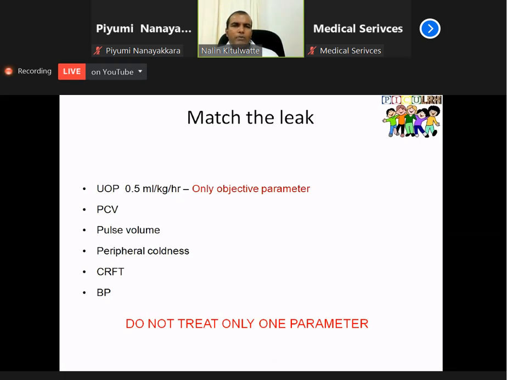But the only objective parameter you have is urine output. If you have a catheter and it is not blocked, and you have 5 ml of urine output, that 5 ml should be 5 ml for me, 5 ml for you, and even for the bystander. That's the only objective parameter that we have. That's why we go behind this objective parameter. So monitoring urine output is very, very important in dengue. That's what I'm trying to say.